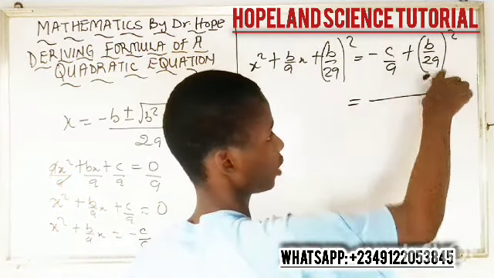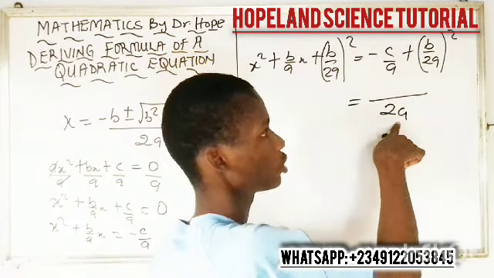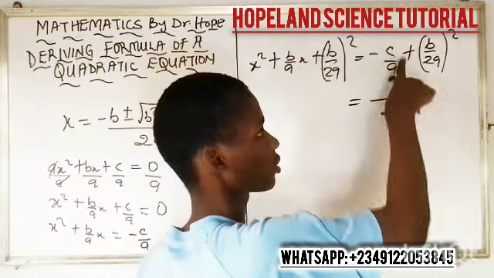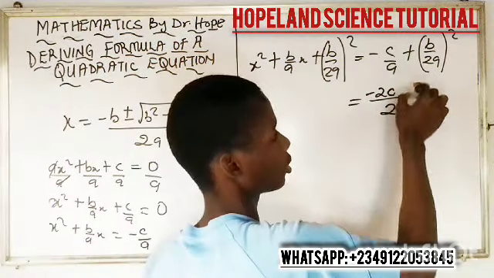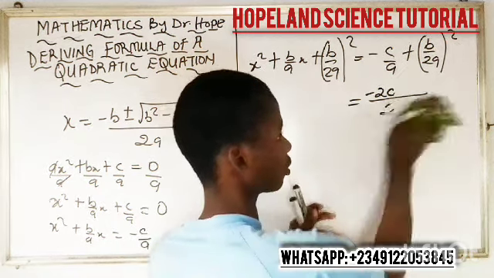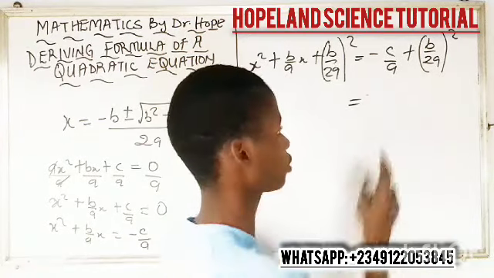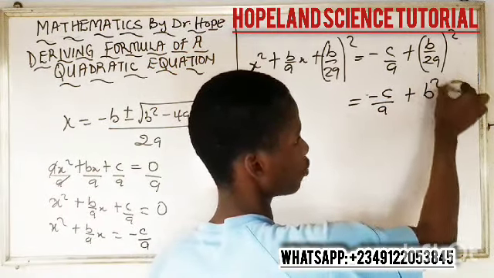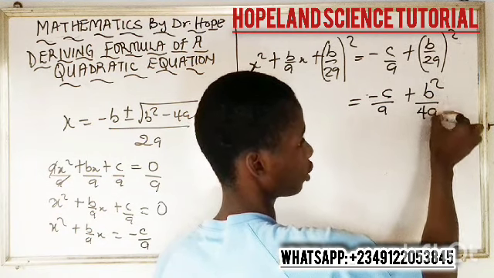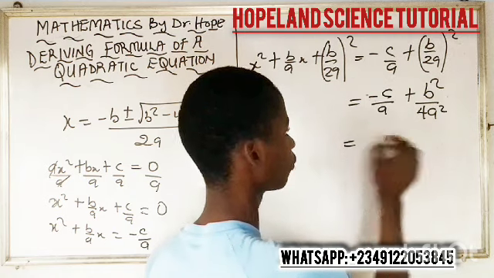Now what is the LCM of a and 2a? The LCM is 2a, right? So now 2a going into 2a is 2 times minus c is minus 2c. Are you together? Oh, sorry, you have not gotten there, please. Now let's expand this. Now we are going to have minus c over a plus b squared all over 4a squared. True or false? True. Now we will continue.